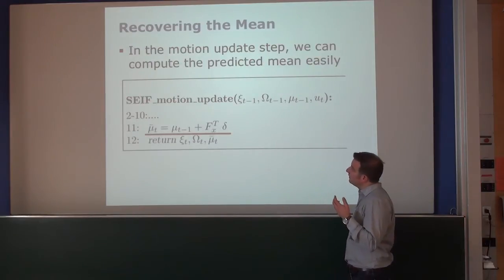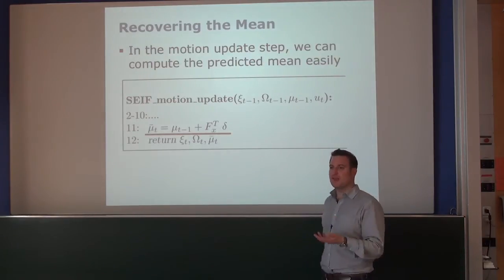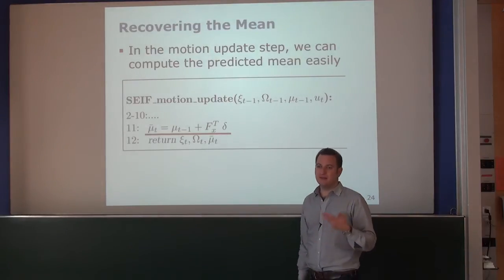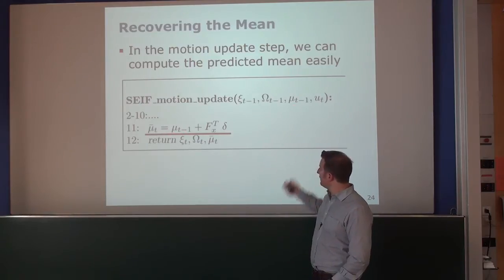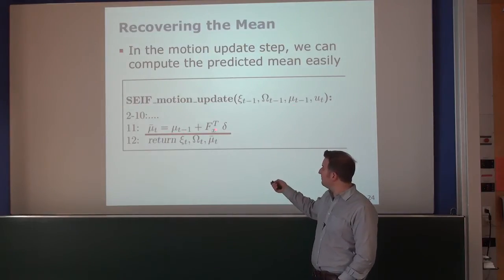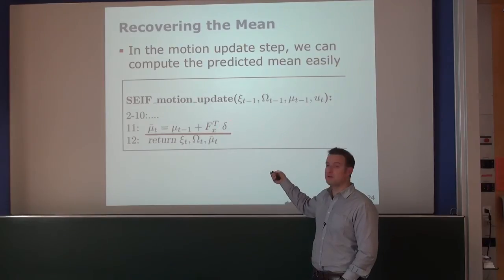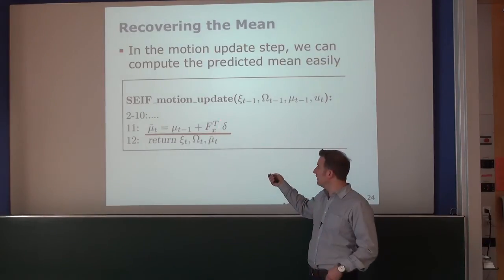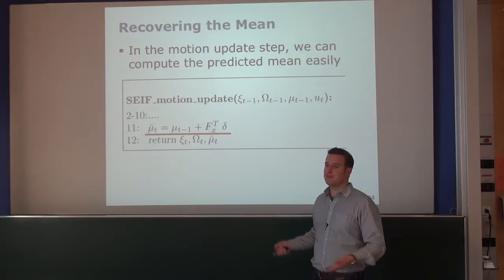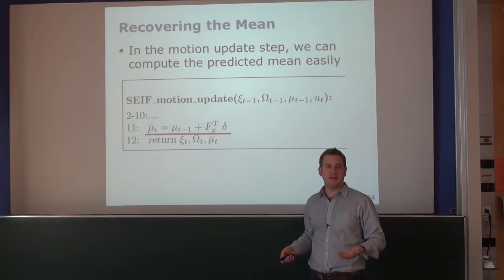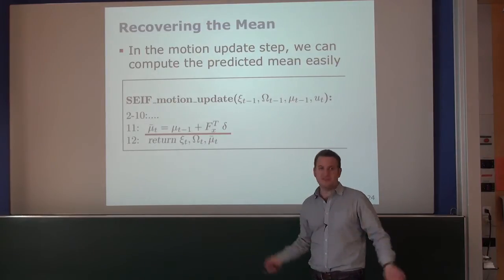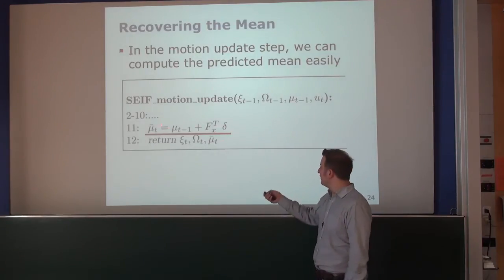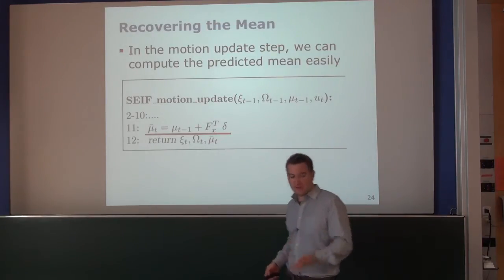In the motion update, the prediction step, I don't need to make any substantial effort because I have the old mean, which is a parameter of the SEIF algorithm, and then I just have this delta function. This is the component of the nonlinear motion update function, and I just compute the predicted mean based on that, exactly as I did in the EKF. So this was the last step of the motion update. We just did it because we needed that, and that's it. So we have the predicted mean directly.